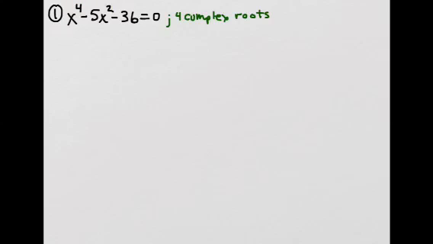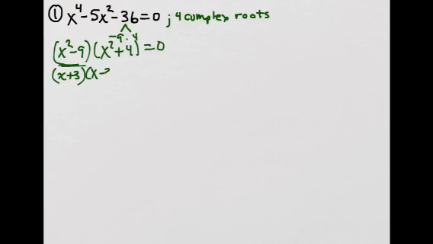So I'm going to go ahead and try to factor. Factors of negative 36 that add up to negative 5 are negative 9 times 4. So that means x squared minus 9 times x squared plus 4. So this one factors further. This is x plus 3, x minus 3. And this one, if we're keeping the factors in real numbers, this is as far as we go.